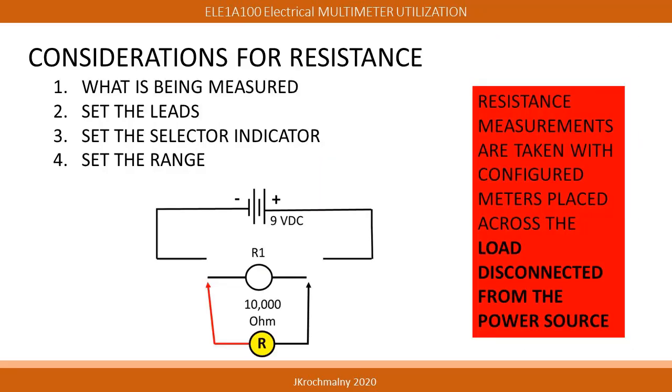Notice in this graphic, the load has been disconnected from its source of power. For resistance measurements, meters are placed across the load that has been disconnected from its power source. For resistance configured multimeter measurements, the meter's internal 9-volt battery provides for the power for the measurement. If this configured meter were placed into a powered circuit, damage of the meter could result.